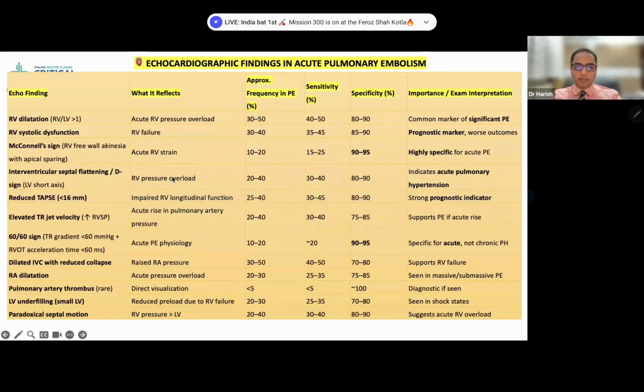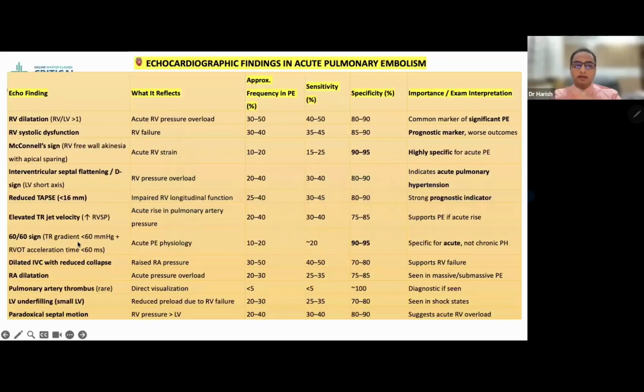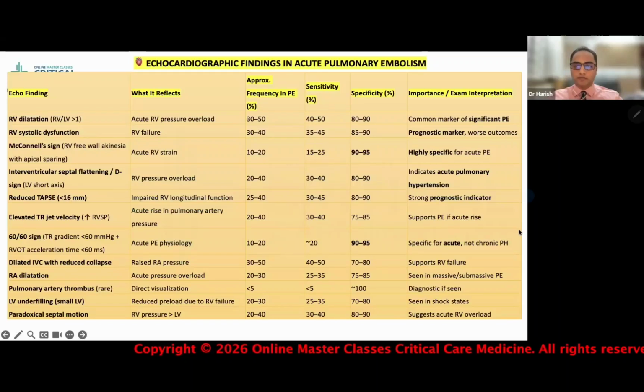Okay. So TAPSE, elevated TR, 60-60 sign. It means TR gradient is less than 60 millimeters of mercury. Plus, the right ventricular outflow tract acceleration time is less than 60 milliseconds. It is suggesting acute PE physiology in approximately 10 to 20% of patients, specific for acute but not for chronic pulmonary hypertension. Okay.